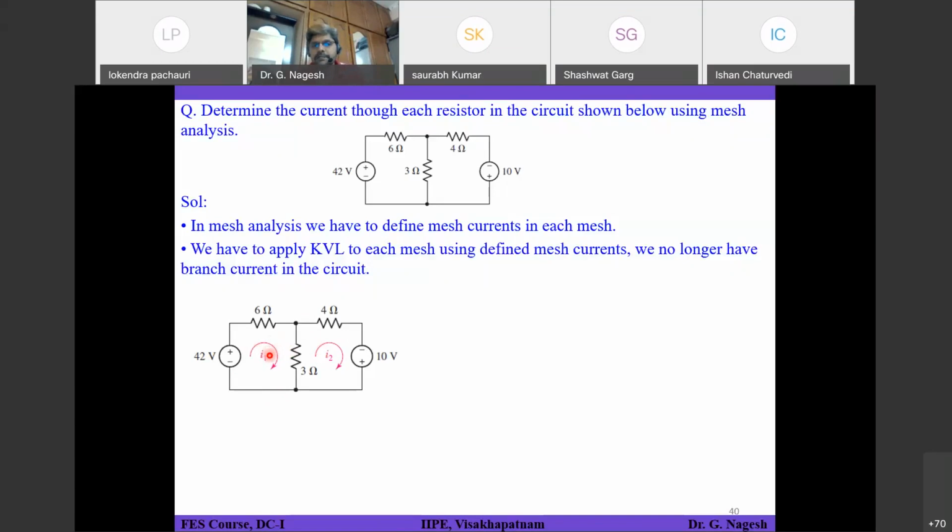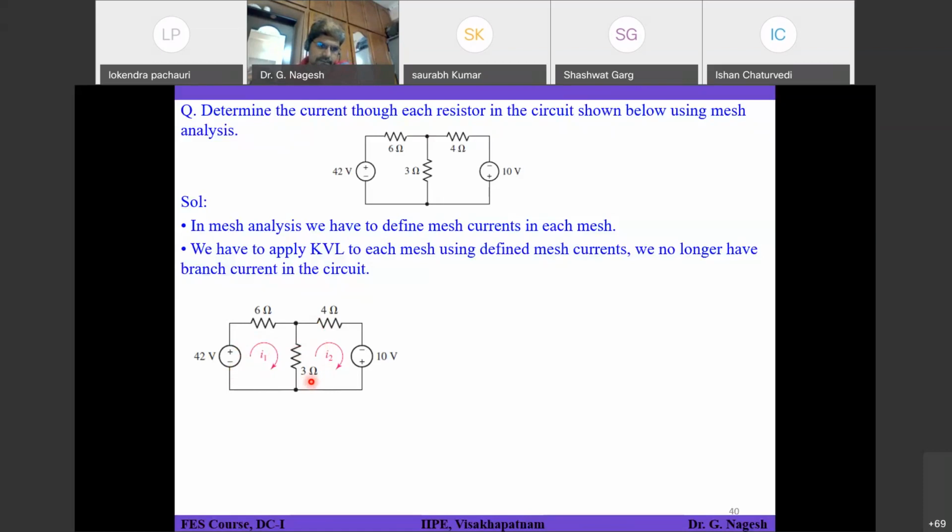The two mesh currents you have defined for the middle branch are seen to be opposite. And since you are applying KVL for mesh 1, you will consider I1 as positive: I1 minus I2. I1 current is top to bottom. If you consider that as positive, I2 current is bottom to top, so it should be negative. So I1 minus I2 into 3. That should be the expression for mesh 1. What will be the expression for mesh 2?